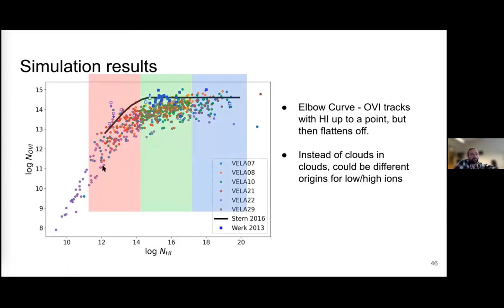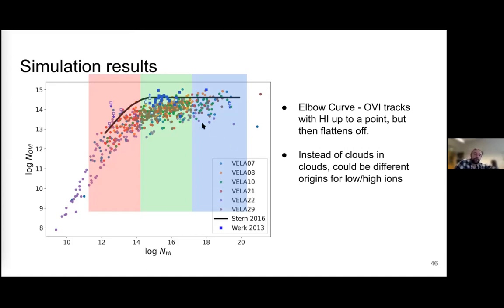So if you don't hit an inflowing stream, you're going to get a low amount of both oxygen 6 and H1. In the green region here, you're hitting the stream and you're getting a decent amount of oxygen 6, but you're not getting a lot of other ions because in that region, it's basically too hot for other ions to live.